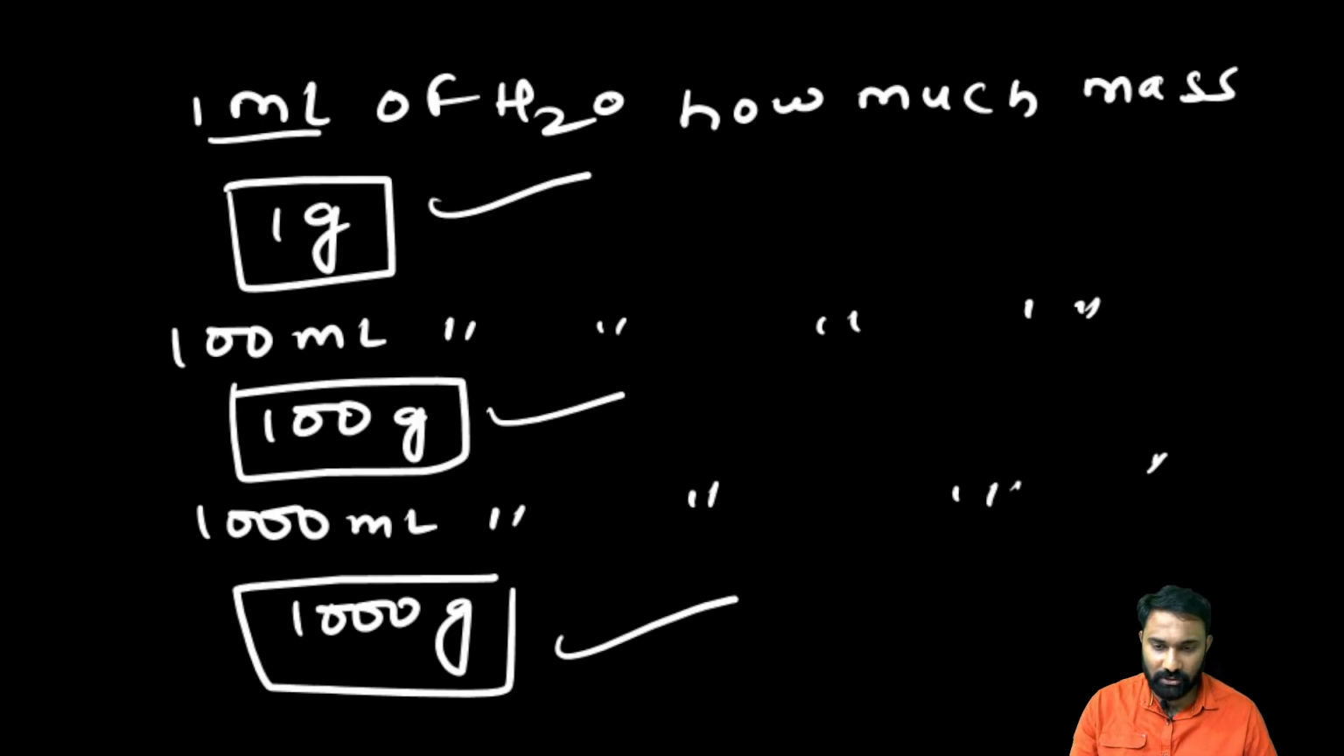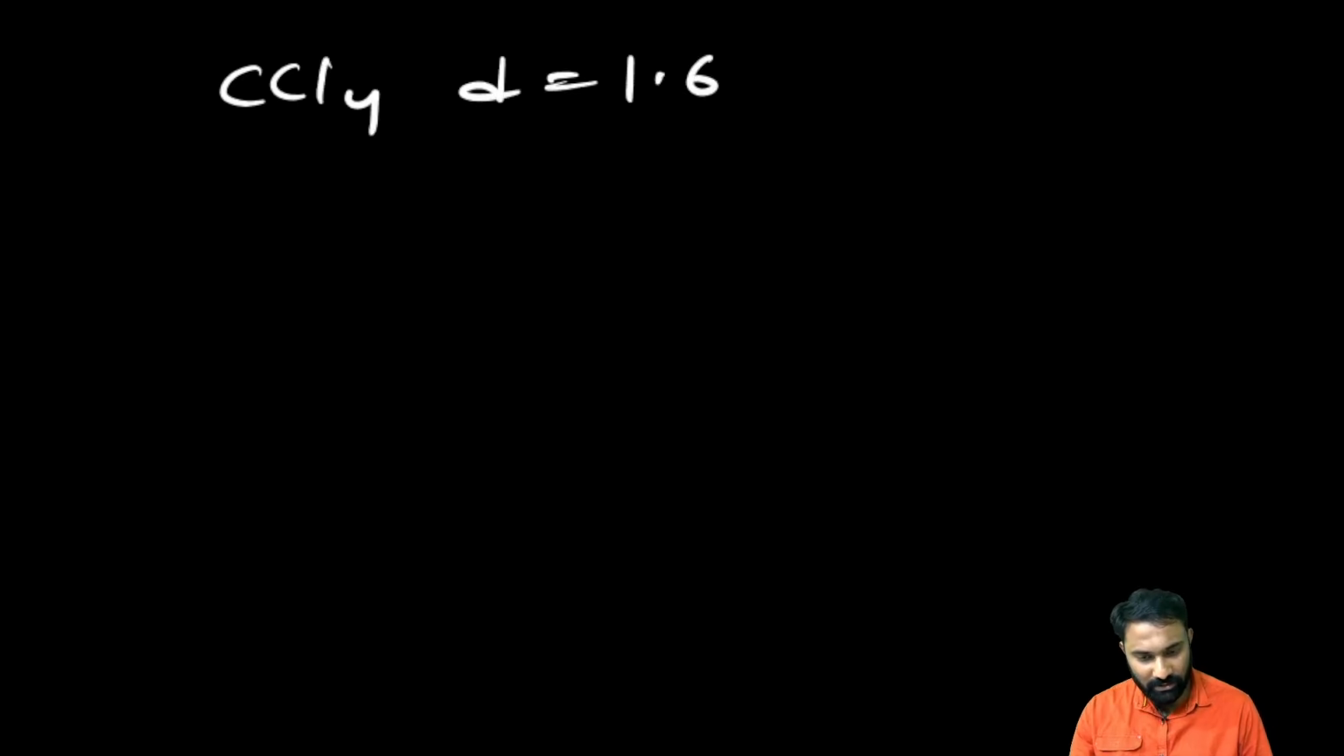I will give you one question based on this one, but actually the concept is clear. Now, this is applicable only for H2O, because the density of H2O is 1 gram per ml. If suppose CCl4 is given, the CCl4 density will be 1.6 gram per ml. Okay.